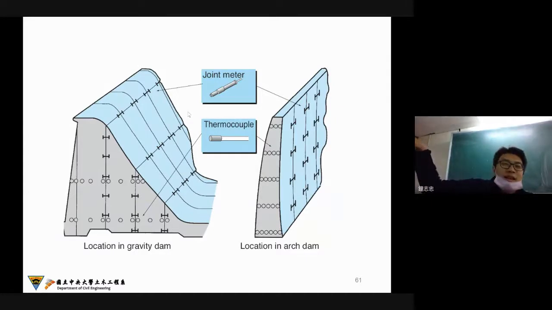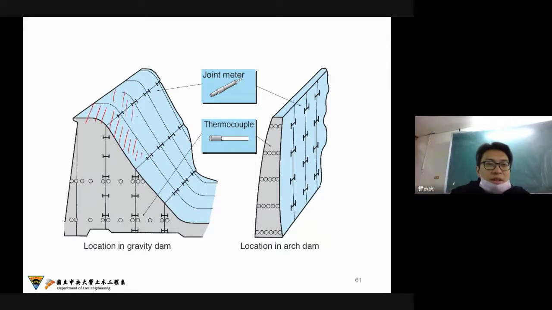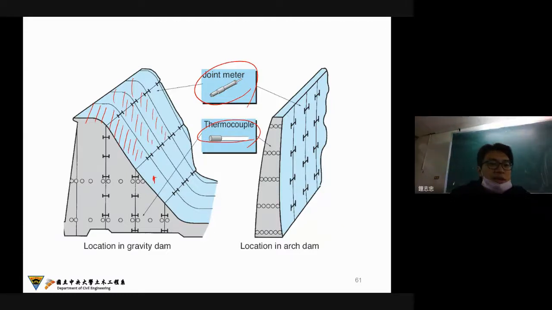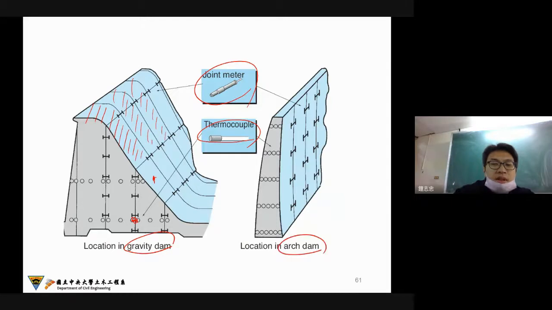Okay, I think this is another profile for you to understand. This is the block, just as I say, of the concrete. So for the interface between the concrete blocks, maybe we need a joint meter or an extensometer. And of course, a thermocouple or thermometer will be put on the surface or inside of the concrete dam to monitor the expansion in very hot weather. Okay, and this is the gravity dam. This is the arc dam.